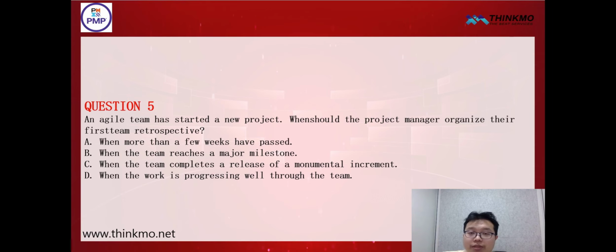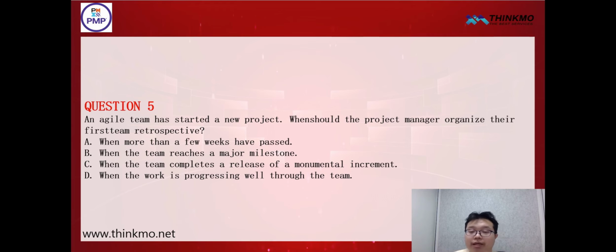So actually all the options A, B, C, and D are correct. All of them are acceptable. But option D has a slight issue. Retrospectives should be held when things aren't going smoothly. When everything is going smoothly, there usually isn't much of a problem. So in that sense, D is a bit questionable. Overall, options A, B, and C are all correct. They all seem right.